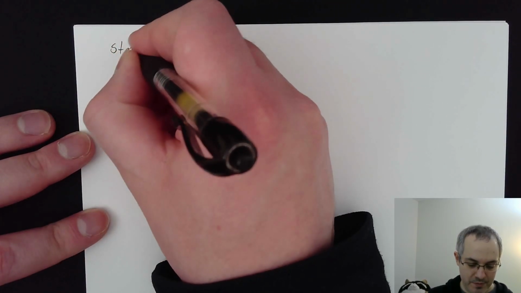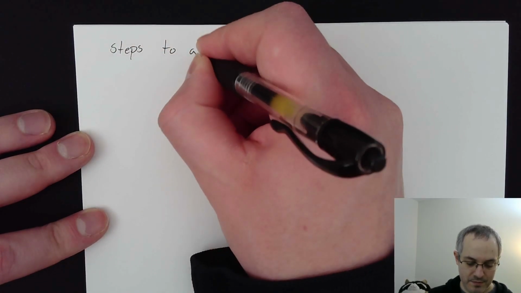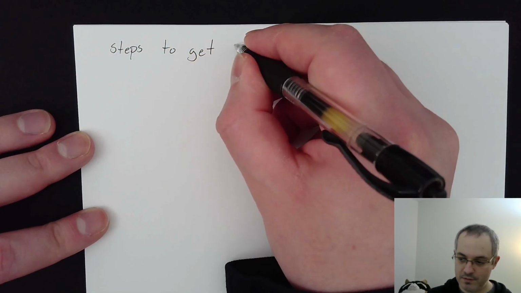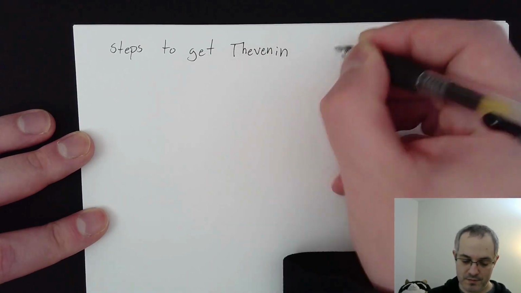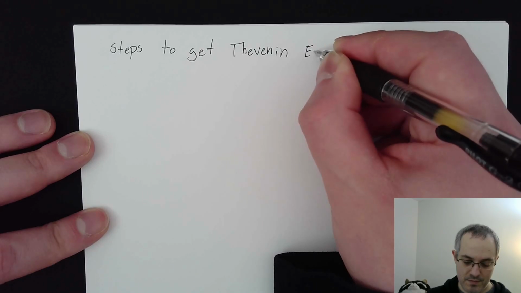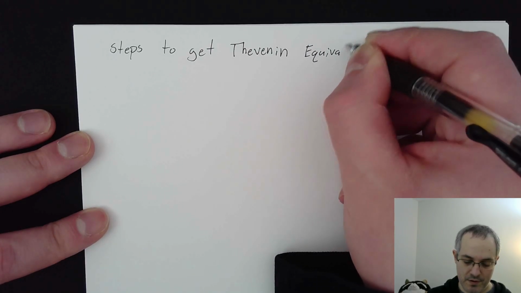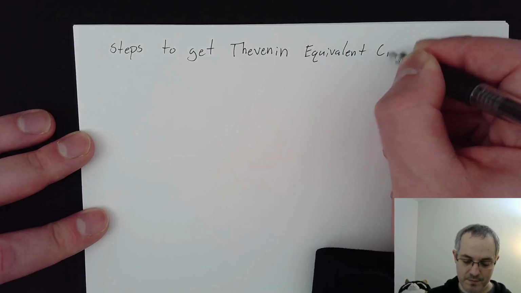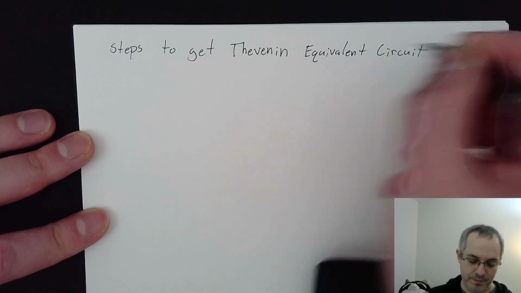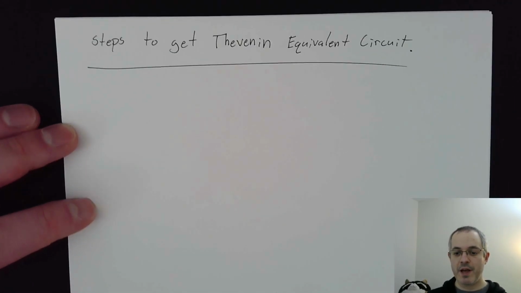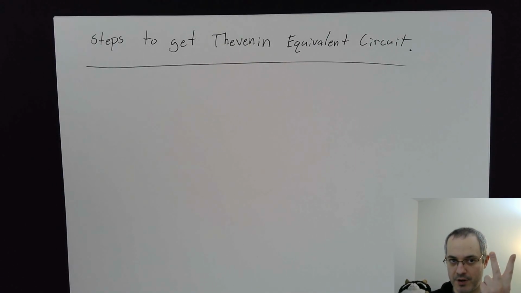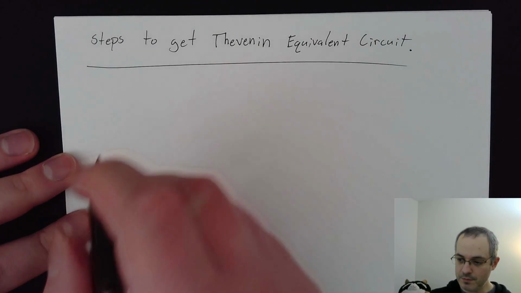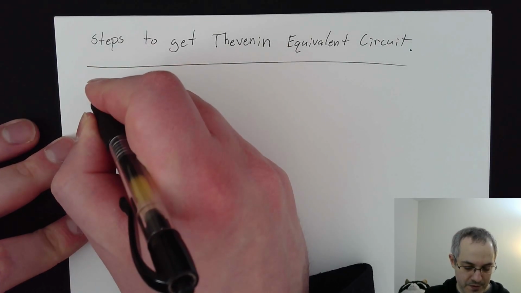But we'll call this the steps to get the Thevenin equivalent circuit. So these are the steps. There's two things that you need to get when you're trying to get the Thevenin. You need to get that resistor, and you need to get the voltage. So we'll do the resistor first.